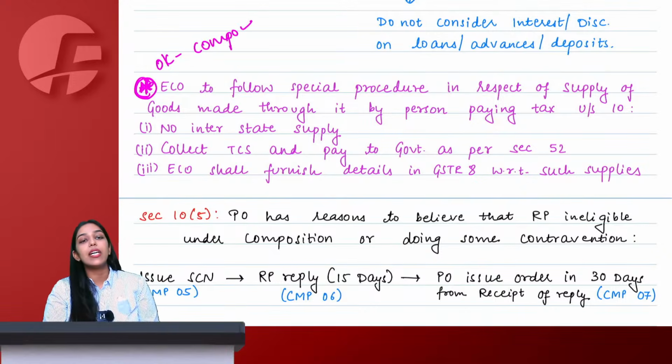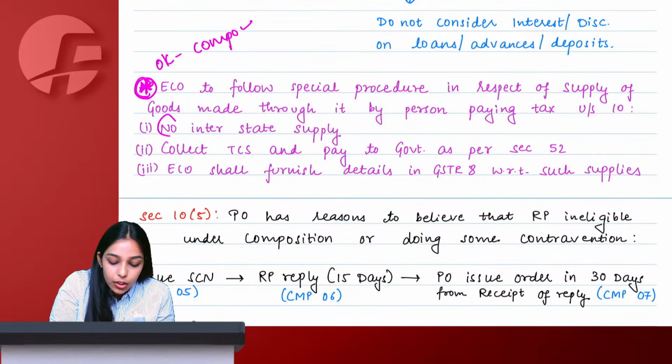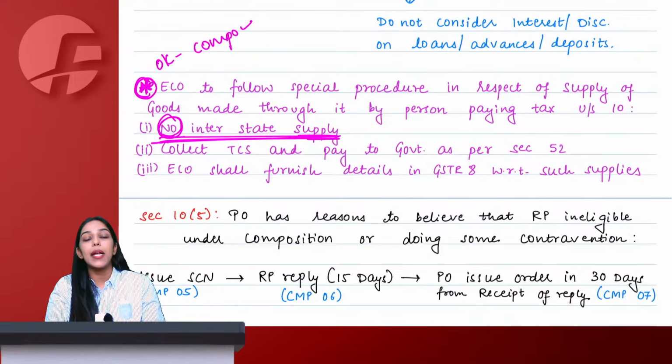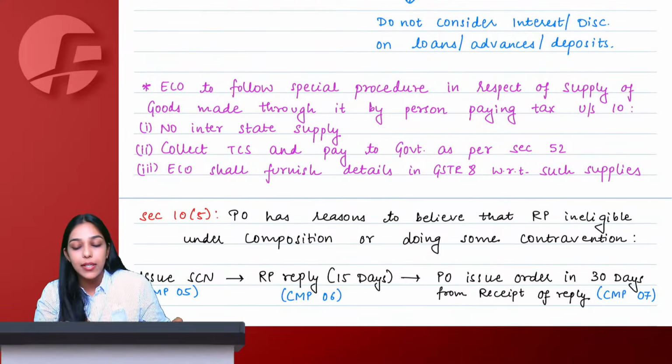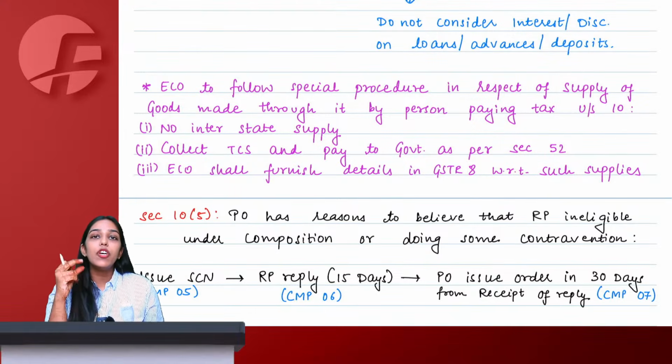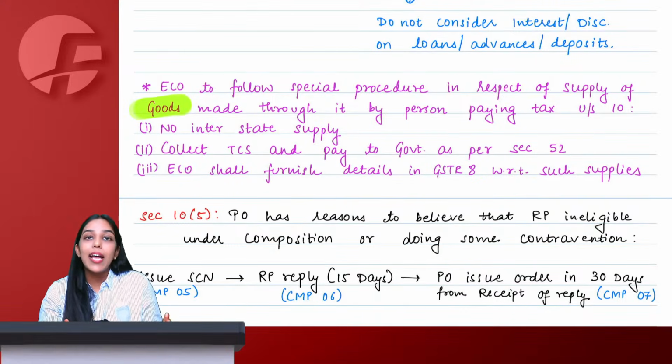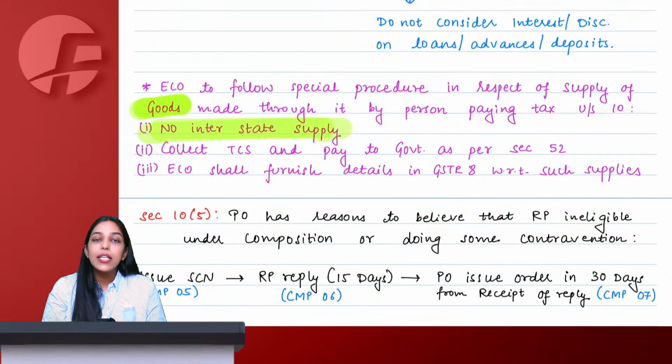I will just have to fulfill a condition which says, even if I am listed on Amazon, even if I am listed on Flipkart, even if I am supplying goods through an e-commerce operator, I cannot make an interstate supply. Because it is the very basic disqualification that a composition person can never make interstate supplies. Therefore, if you want to supply goods through an e-commerce operator where your TCS is collected, no problem. You can be a composition person, but do not make interstate supplies.